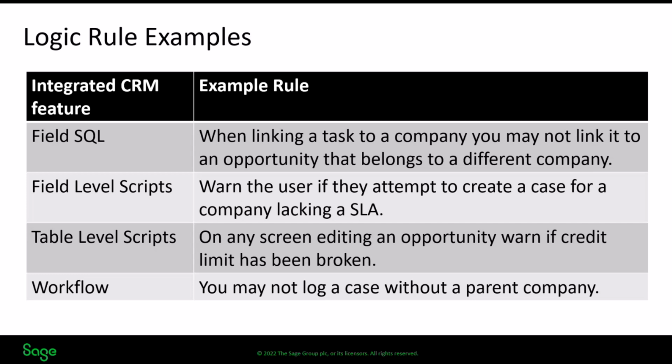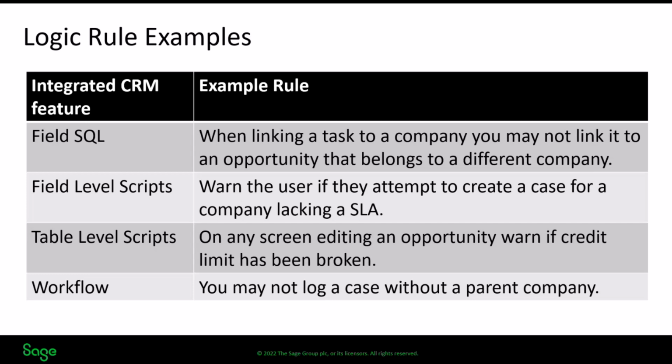If you're thinking about the nature of the data model, you can see that when linking a task to a company, you may not link it to an opportunity that belongs to a different company. So that's to do with the integrity of the information that could be theoretically possible within a data model, but you don't want it because the internal logic says that the information belongs in the right place.